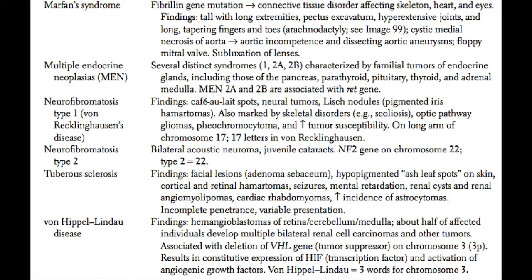You can also have cortical and renal hamartomas, meaning growths in the brain, and that can cause seizures, which is one of the most common presenting complaints of tuberous sclerosis. It can cause mental retardation, renal cysts, and angiomyolipomas, which are tumors of blood vessels. That's angio. Myo means muscle, and lipomas are clear cells, like adipose cells. It's also associated with increased risk of cardiac rhabdomyomas and astrocytomas.